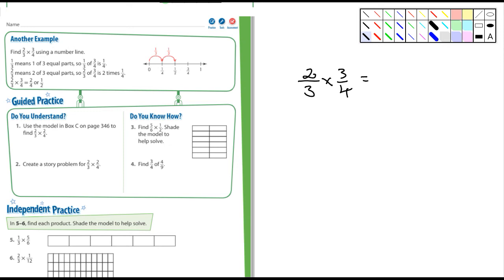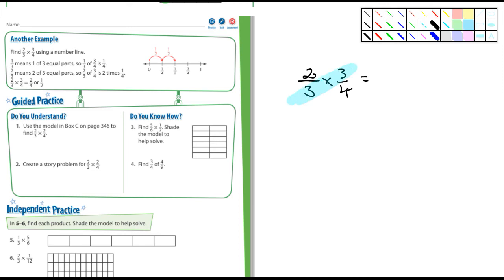So can we do any cross-canceling? Okay, let's look at this one, the 3 and the 3 here. You bet. Is there a number that goes into both of them evenly? Yeah, 3 does. 3 goes into 3 once. 3 goes into 3 once. All right? How about 2 and 4? Is there a number that goes into 2 and 4 evenly, so there's nothing left over? Yeah, 2 goes into 2 once. 2 goes into 4 twice. Now we just multiply straight across.